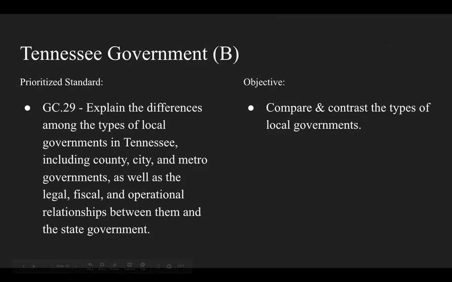All right, that concludes the Tennessee Government Section B lecture. Our prioritized standard was Government Civics 29. Objectively, now you can compare and contrast the types of local governments.